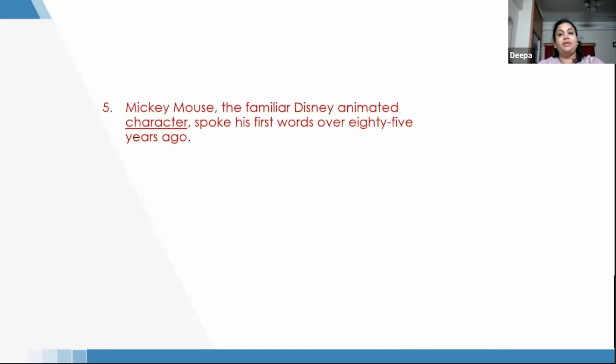Mickey Mouse, the familiar Disney animated character, spoke his first words over 85 years ago. Now here, who is Mickey Mouse? Always understand what the parenthetical element is. Who is Mickey Mouse? The familiar Disney animated character. So that is a descriptive aside, and that has been separated with commas. So I don't think there is a requirement of any change in the sentence. Let's check the options.